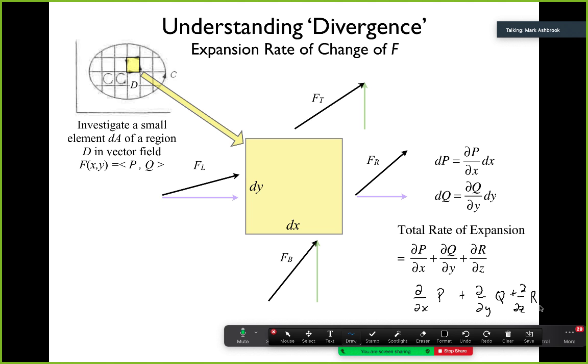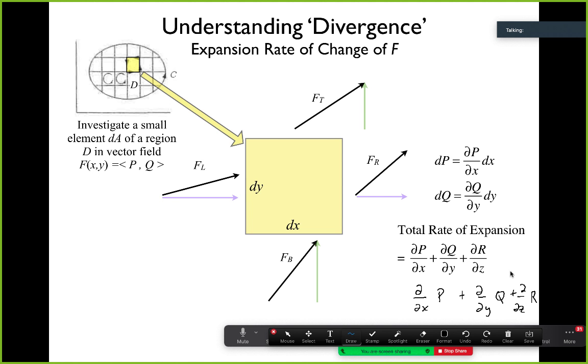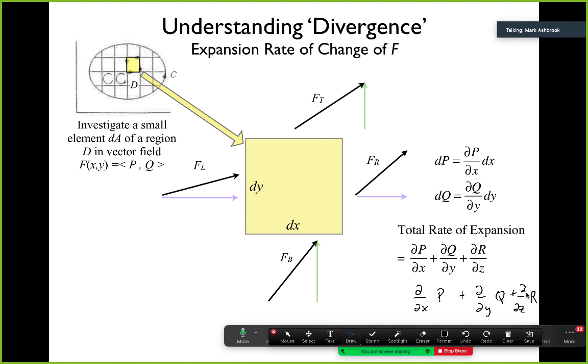Now remember that curl was the cross product of the gradient operator and the vector field. So what about this? What does this look like? The dot product? Yeah, so it's like we're going to assign the partial with respect to x to the x component, the partial with respect to y to the y component, the partial with respect to z to the z component. So that's just the dot product.